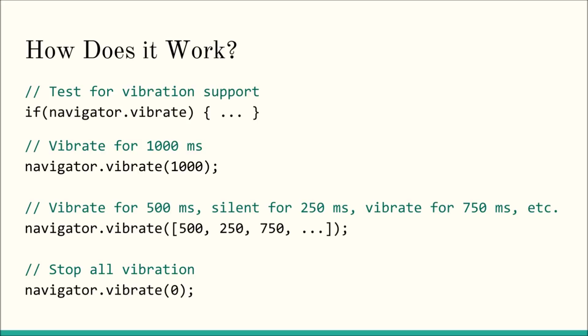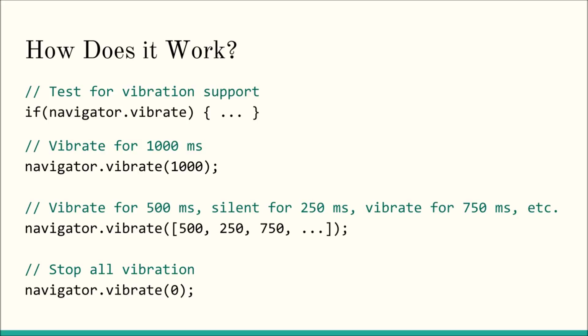There is also a feature in it where you can specify a pattern. So you can do navigator.vibrate and pass in an array. The first one is the number of milliseconds that you want it to vibrate for. The second is then the number of milliseconds it should be silent for. The third is the number of milliseconds that it should vibrate for. The fourth is how long it should be silent, and so on and so forth. You can also stop all vibration from occurring by doing navigator.vibrate and passing 0 to it.